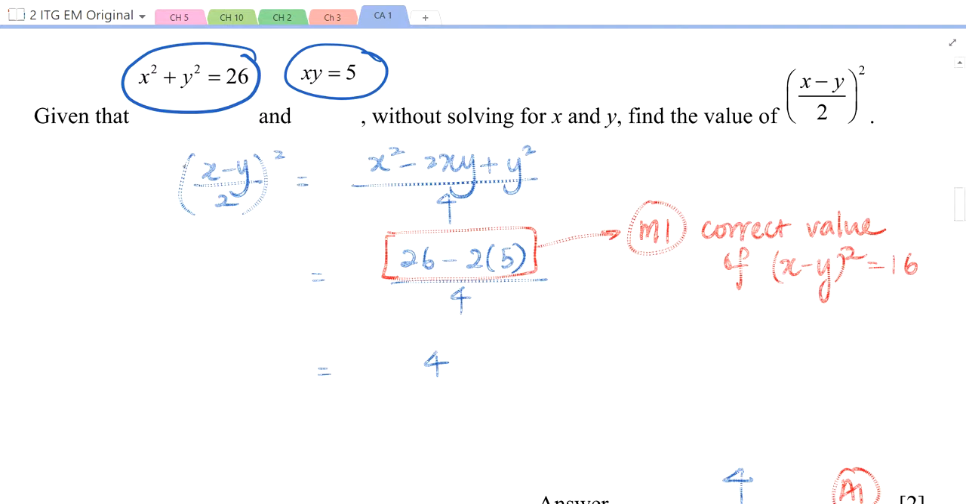So first, we expand this out. x minus y squared.